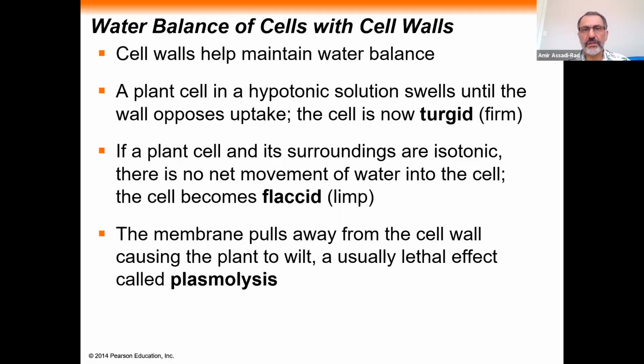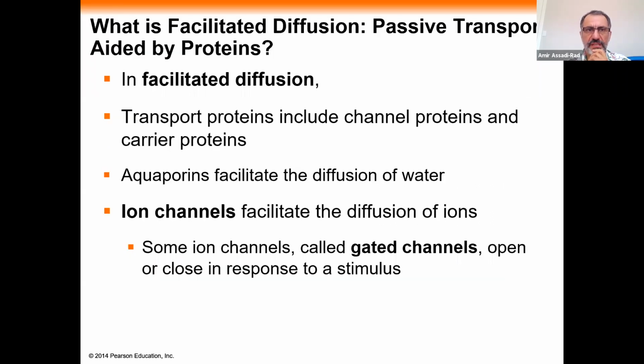Okay, water balance of a cell with a cell wall. Cell walls help maintain water balance. Of course, plant cells in a hypotonic solution become turgid, and in a hypertonic solution they become flaccid. We talked about all of this. I'm not going to focus on plants too much, but again, make sure you study these and you know that.